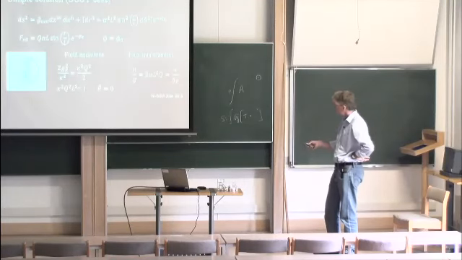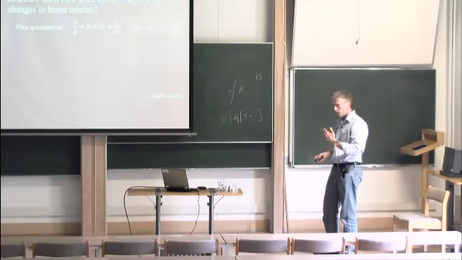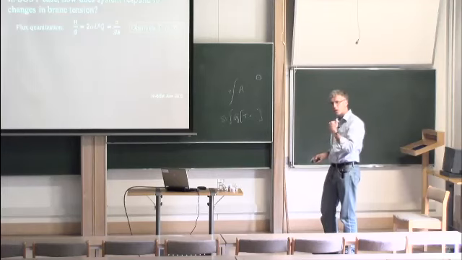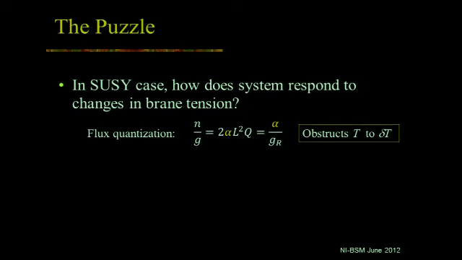And that leads to a paradox, which you can kind of see over here. Flux quantization is directly proportional to alpha. If you try and change alpha by changing the tension, you've got a direct obstruction in the flux quantization condition. And what that really means is that the solution won't be maximally symmetric.